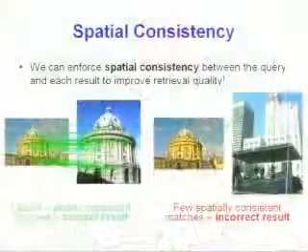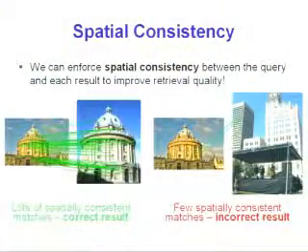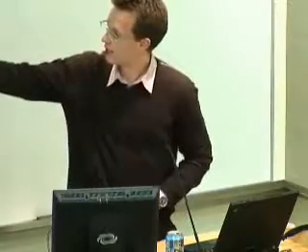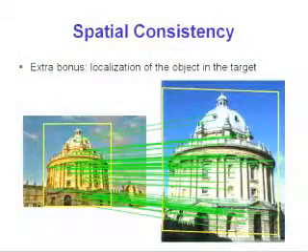So what we want to do is enforce some spatial consistency between the query and each result, and this improves retrieval quality a lot. On the left here, we can now see that when we've enforced the consistency, we get a good set of inliers, correspondences which agree with the hypothesis. And on the right, not many consistent matches. So we can say fairly confidently that this object isn't present here. And as an extra bonus, it gives us localization of the object in the target.